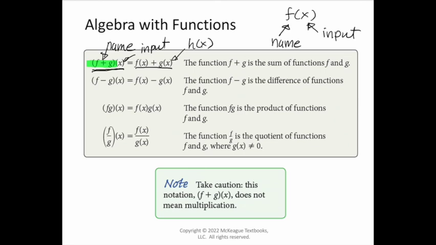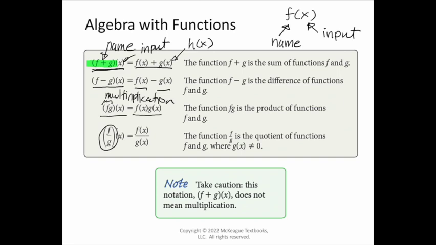Now the same thing goes with subtraction. If you want to subtract 2 functions to create a new one, it's just when you take f of x minus g of x. Then if you want to multiply 2 functions to get a new function, this is the notation you're going to use for multiplication. And then same thing for division, you want to divide.